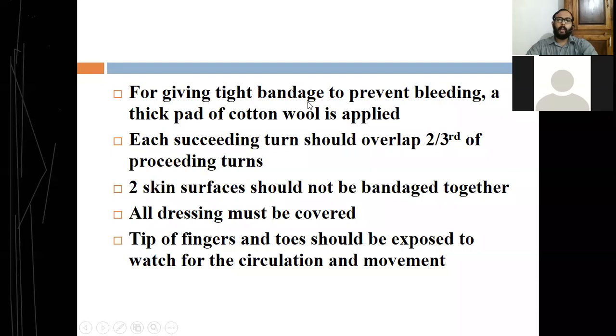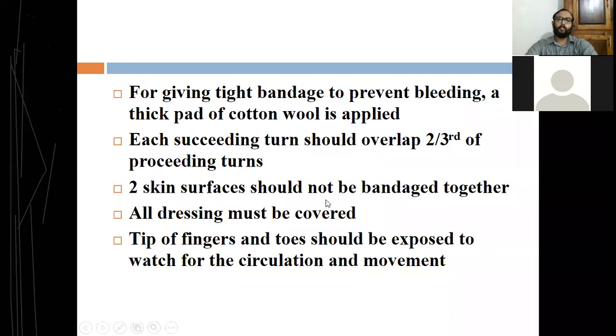For giving a tight bandage to prevent bleeding, a thick pad of cotton wool is applied. This is not regarding injury. To prevent bleeding, a thick cotton pad should be applied to arrest bleeding in all conditions. This is regarding injury. Each succeeding turn should overlap 2/3 of the preceding turn.